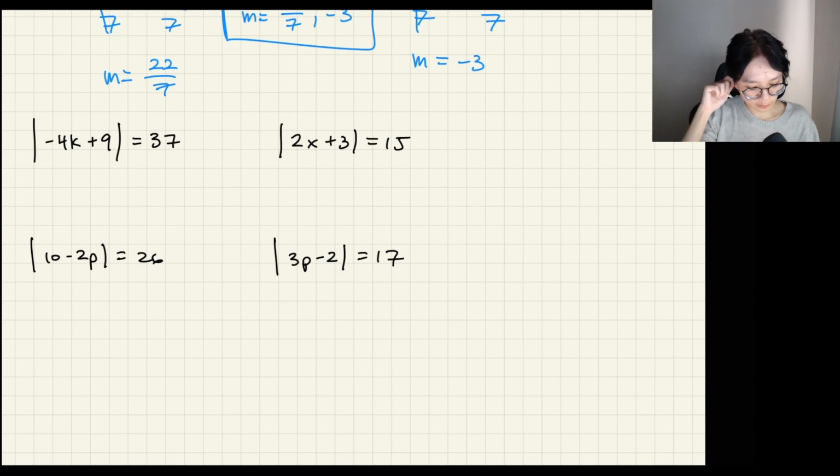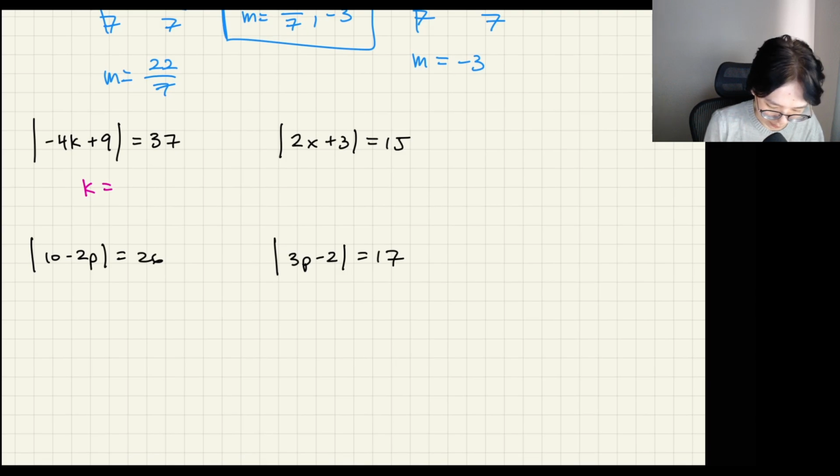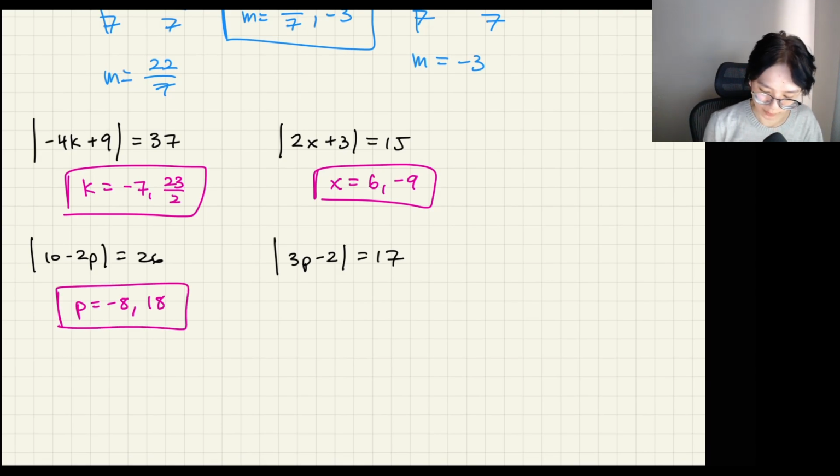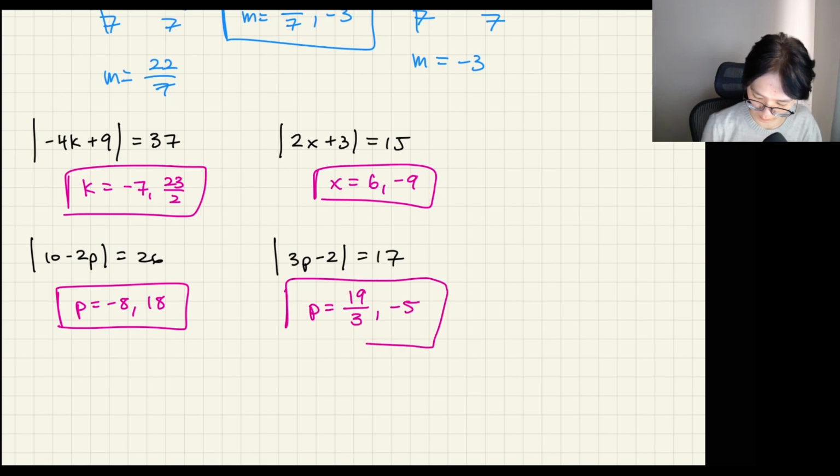Absolute value of negative 4k plus 9 is equal to 37. Here, k is equal to negative 7, comma 23 over 2. Absolute value of 2x plus 3 is equal to 15. Here, x is equal to 6, comma negative 9. Absolute value of 10 minus 2p is equal to 26. P is equal to negative 8 and 18. Absolute value of 3p minus 2 equals 17. P is equal to 19 over 3 and negative 5.